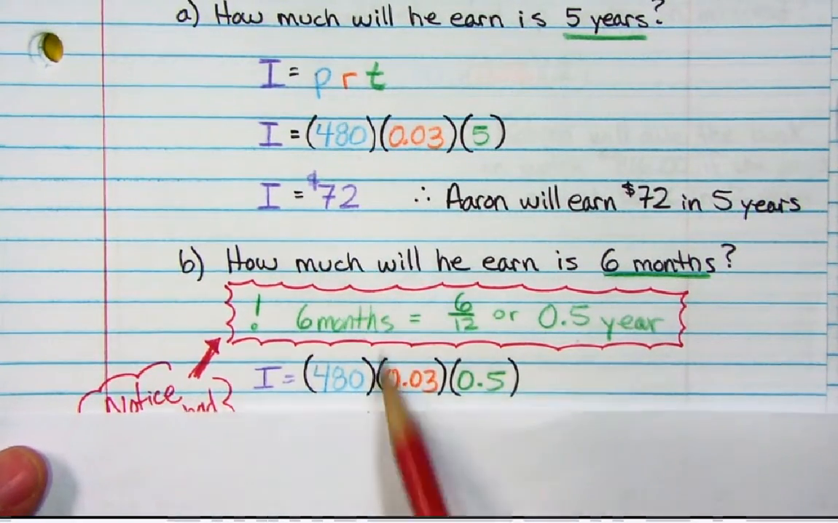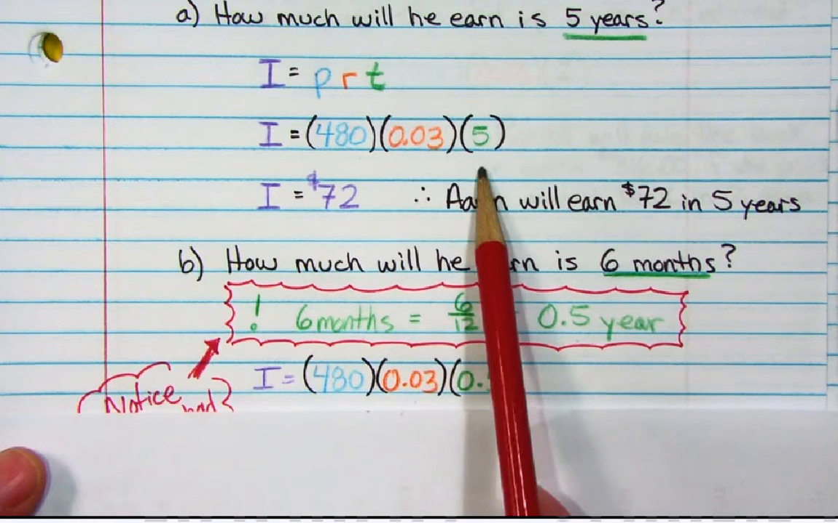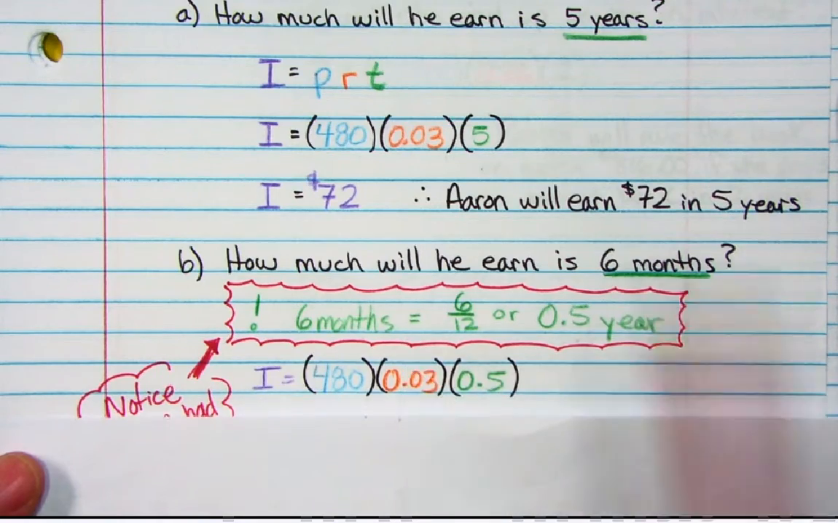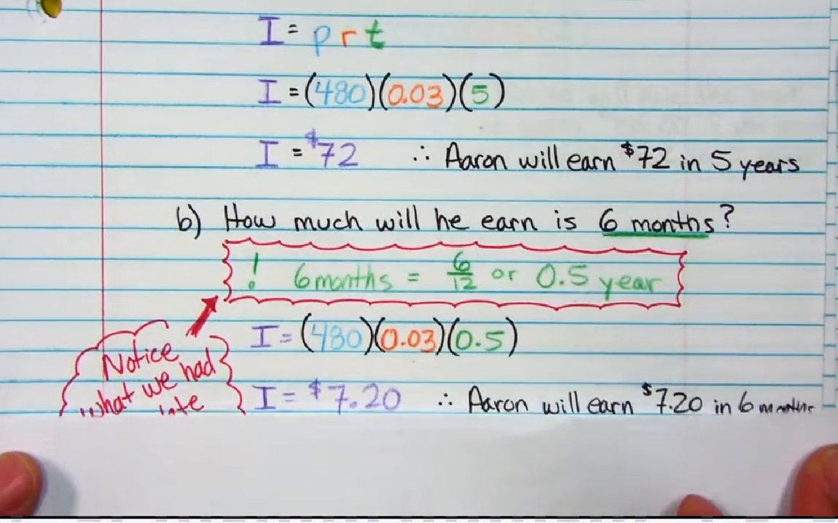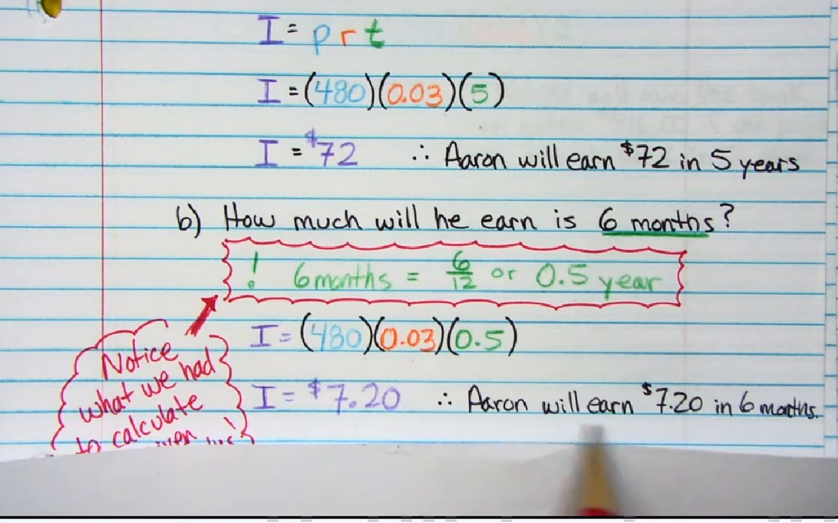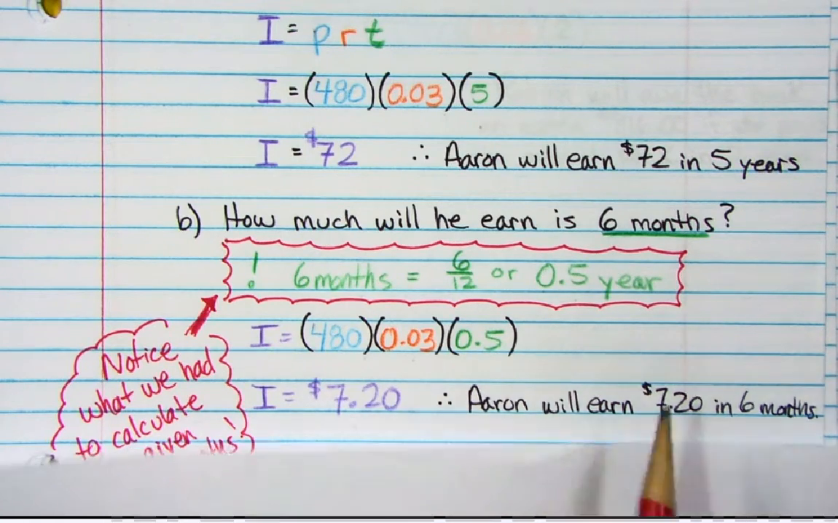480, still 480. 3%, still 3%. But the 5 years turns into 0.5 because that's 6 months. Crunch those numbers and Aaron's only going to get $7.20 for keeping it 6 months. Now to the end of the year. Oh, man. $7.20. Well, whatever.